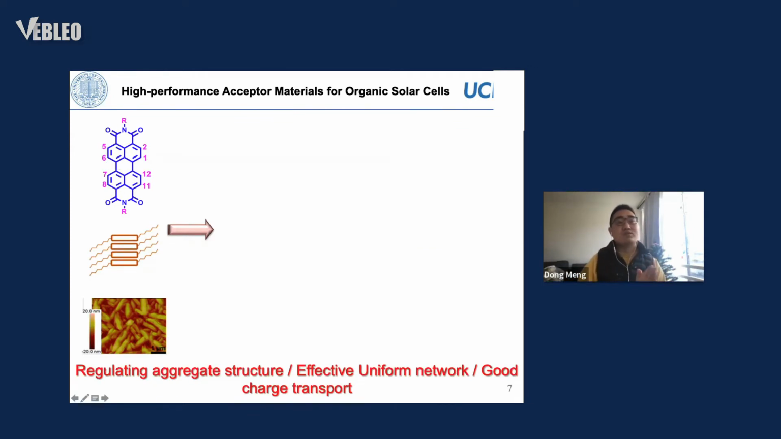It easily forms H aggregations, and it can form large domains, which prevents a uniform network with the donor materials. So we must control the aggregation structures, using twist strategies to avoid forming H aggregations. Then we can match well with the donor materials, form a uniform network, get better films and morphologies, and improve the PCE.